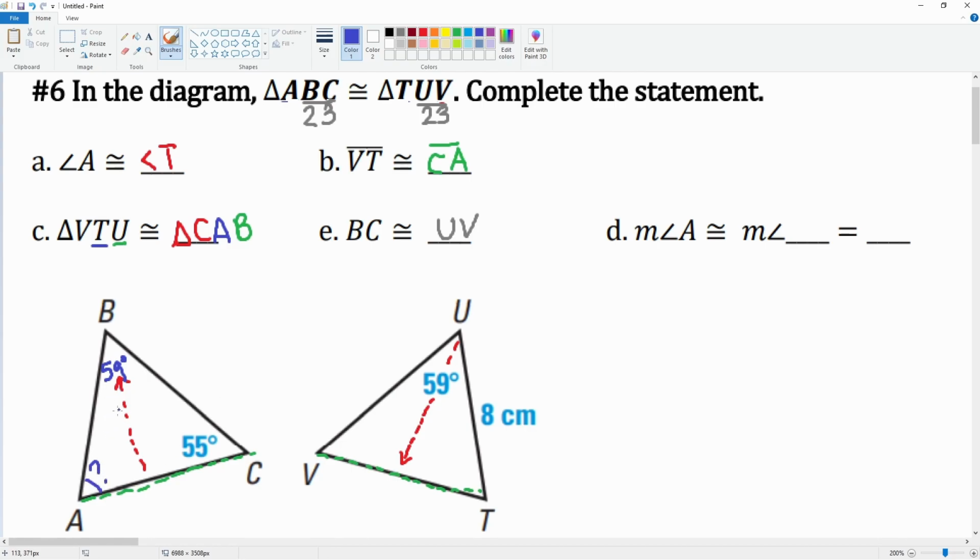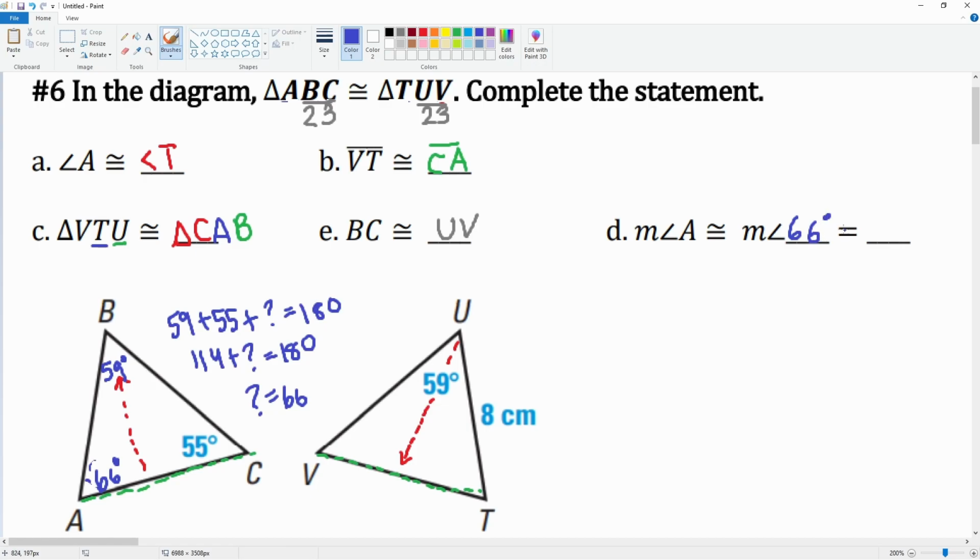Next, we know that angle A is what degree? Well, we don't know it, but we know that inside it adds up to 180 degrees. So 59 plus 55 plus that question mark is equal to 180. Let's do that really quick. 59 plus 55 is 114, plus the question mark is equal to 180. 180 minus 114 gets you 66. So that question mark is equal to 66 degrees. So angle A is 66 degrees. So you can write here, this is 66 degrees.